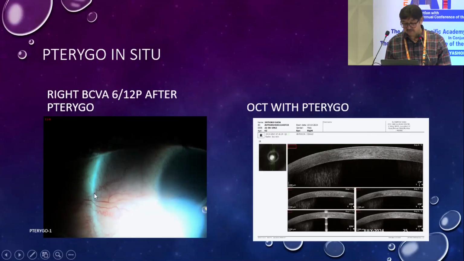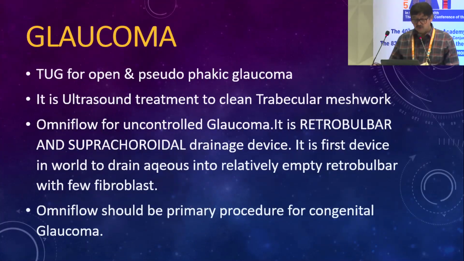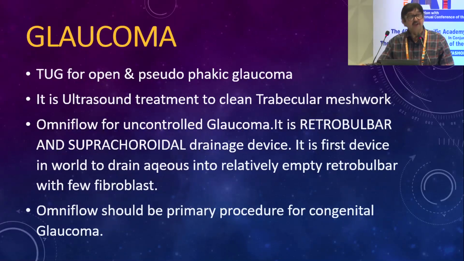Coming to glaucoma, TUG means treatment of ultrasound for glaucoma, for open-angle and pseudophakic glaucoma. It's an ultrasound treatment to clean the trabecular meshwork. OmniFlow is the second part of it. With uncontrolled glaucoma, it's a retrobulbar or suprachoroidal drainage device. It is the first device in the world to drain the aqueous into the relatively empty retrobulbar space. OmniFlow should be a primary choice; at present we are using it for congenital glaucoma.